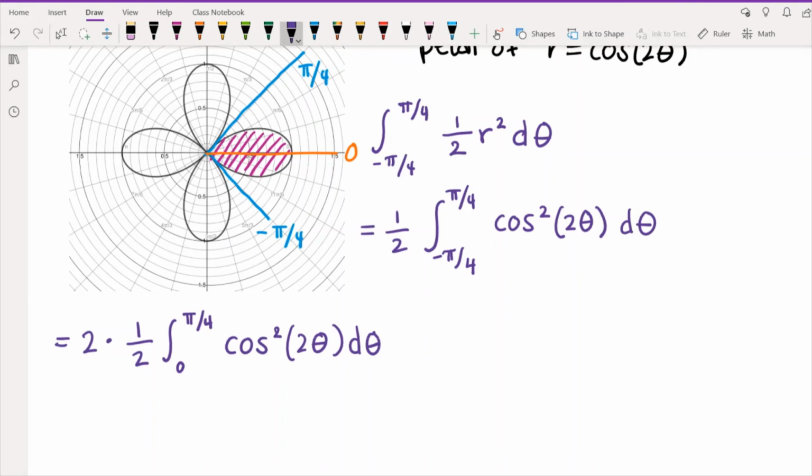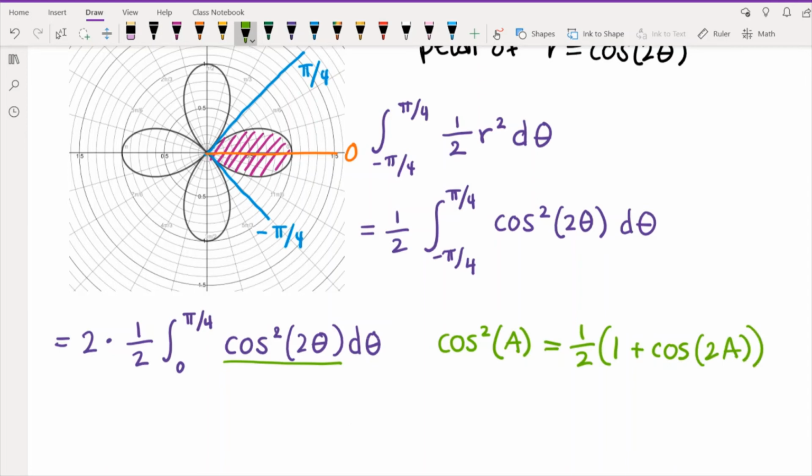Okay, so the next thing we need to do is basically rewrite this using an identity. There's an identity that says cosine squared of A is equal to, in general, 1/2 times 1 plus cosine of 2A. And so in this case, what is A? Well, A is 2 theta. So what are we going to have here? We'll have 2 theta here, and here we'll have 2 times 2 theta, which is 4 theta.